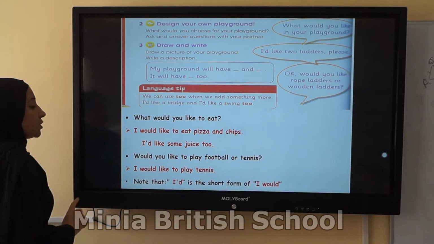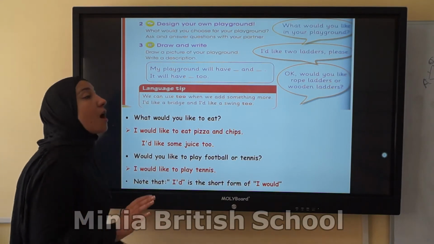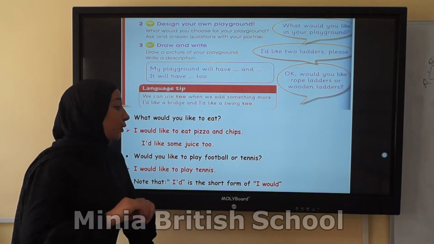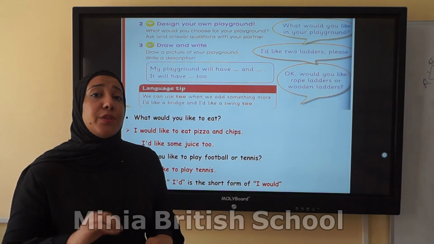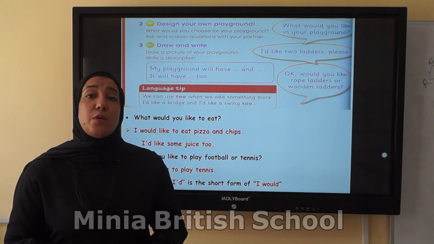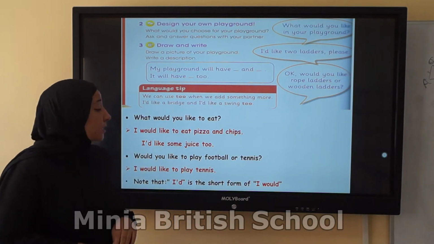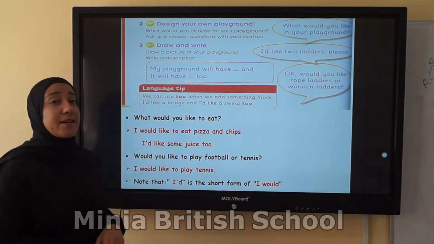Okay, what is this? Know that I'd is the short form of I would. Look here. Like what? Like there is. There is a car. What is the short form of there is? There's. The same here. I would. What is the short form of I would? I'd.